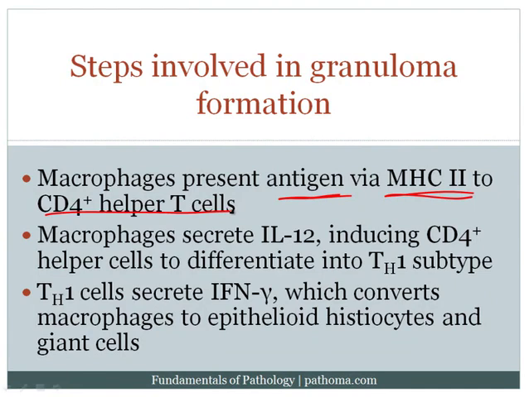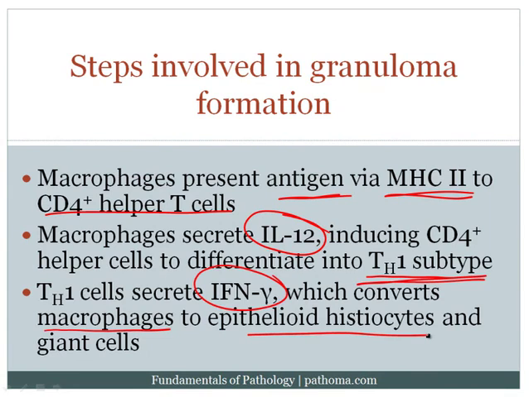When that interaction occurs, the macrophages then secrete IL-12. That's high yield, IL-12. IL-12 induces the CD4 positive T cells into the Th1 subtype. This Th1 subtype cells then secrete interferon gamma, and that's what converts the macrophages to epithelioid histiocytes. Now I realize there's a lot of words on this slide, but I want to really make it simple.